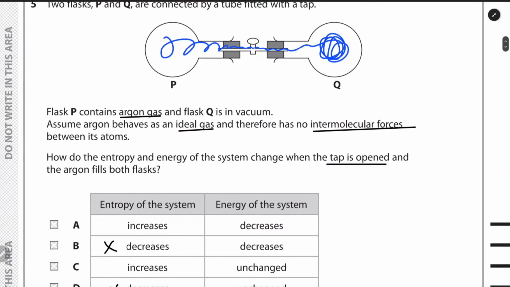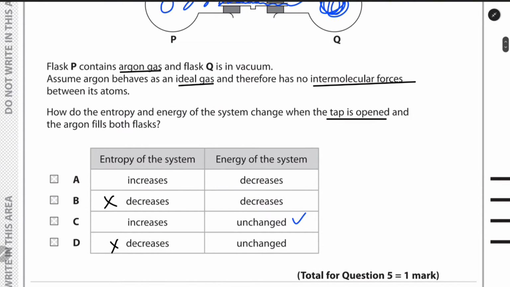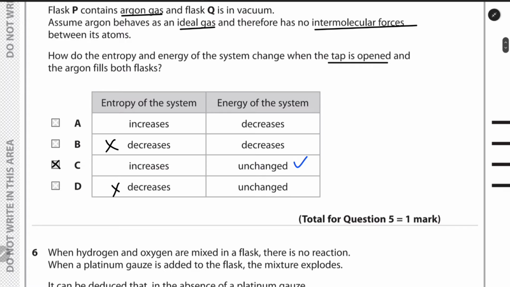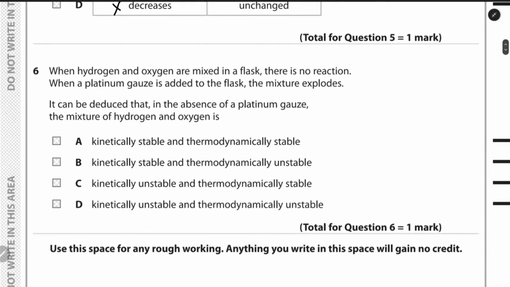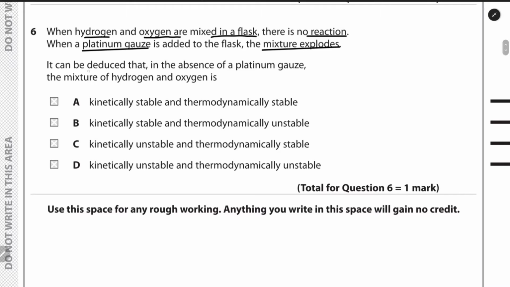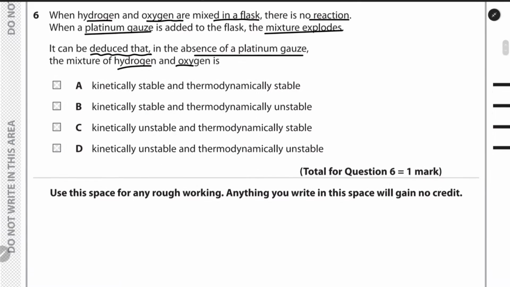Now if I look at the energy of the system, since this is an ideal gas, the temperature will not change over here. So the energy of the system must be unchanged. So C is our answer. Now to question 6. We are asked, when hydrogen and oxygen are mixed in a flask, there is no reaction, and when a platinum gauze is added to the flask, the mixture explodes. And from here it can be deduced that in the absence of a platinum gauze, the hydrogen and oxygen mixture is this over here. So we have to think about its kinetics and thermodynamics.